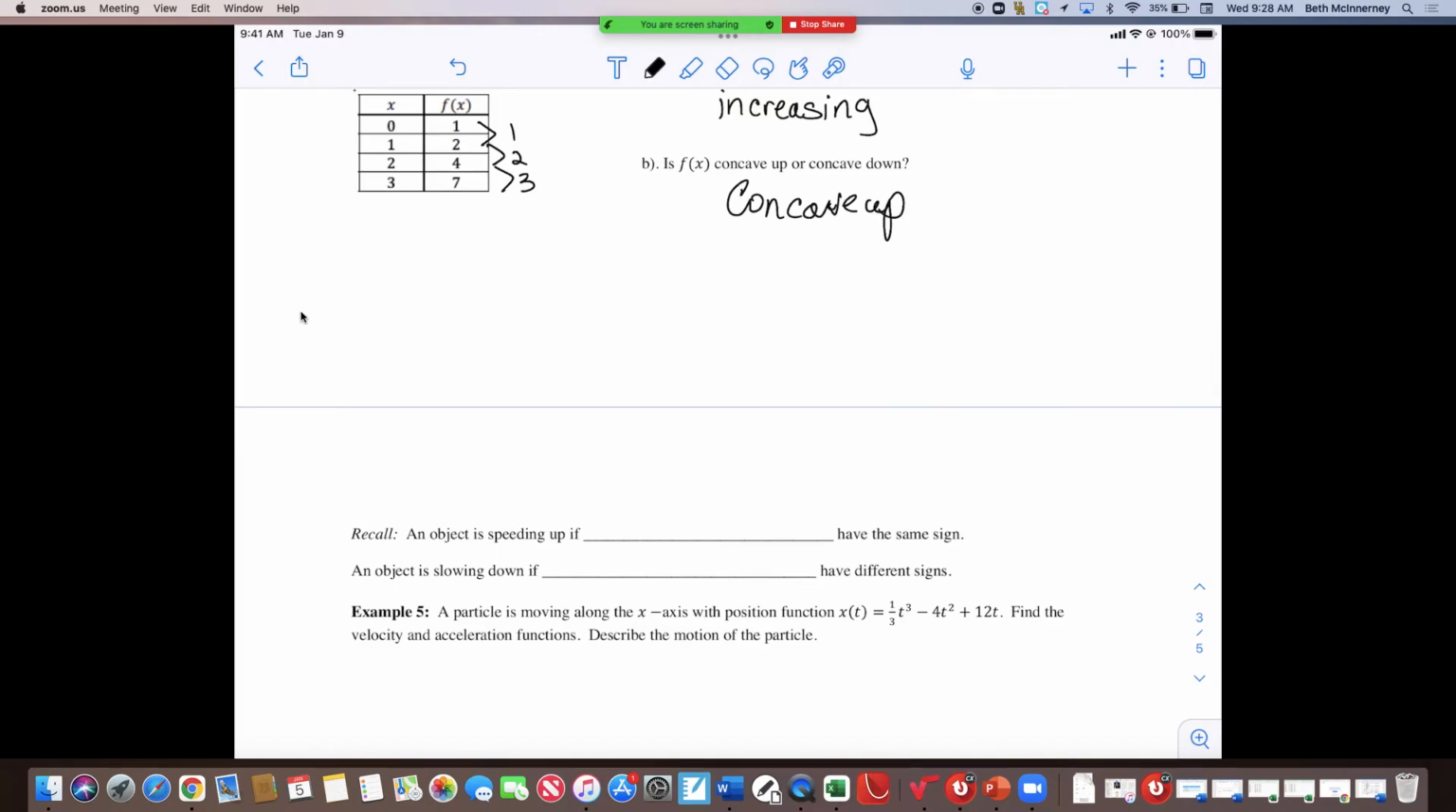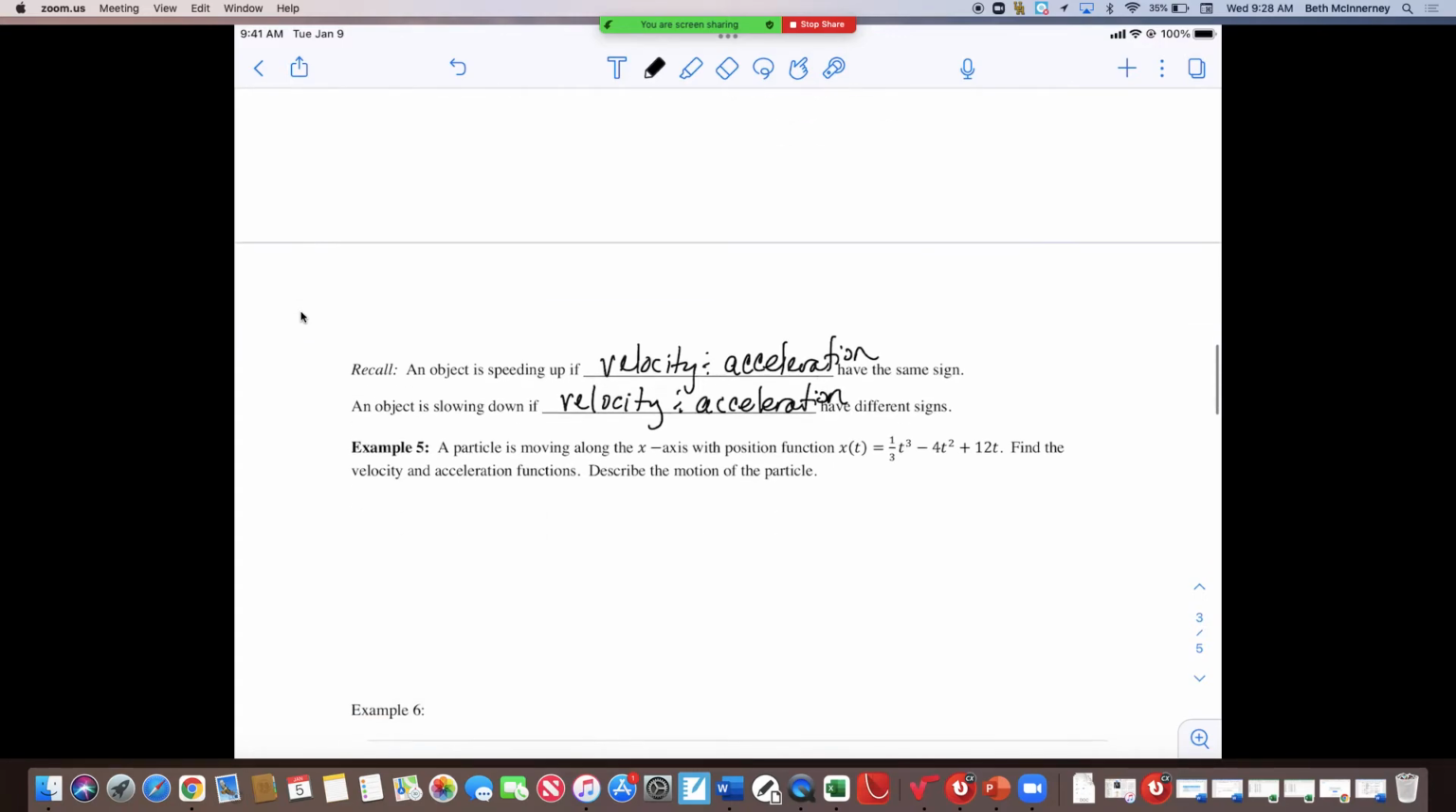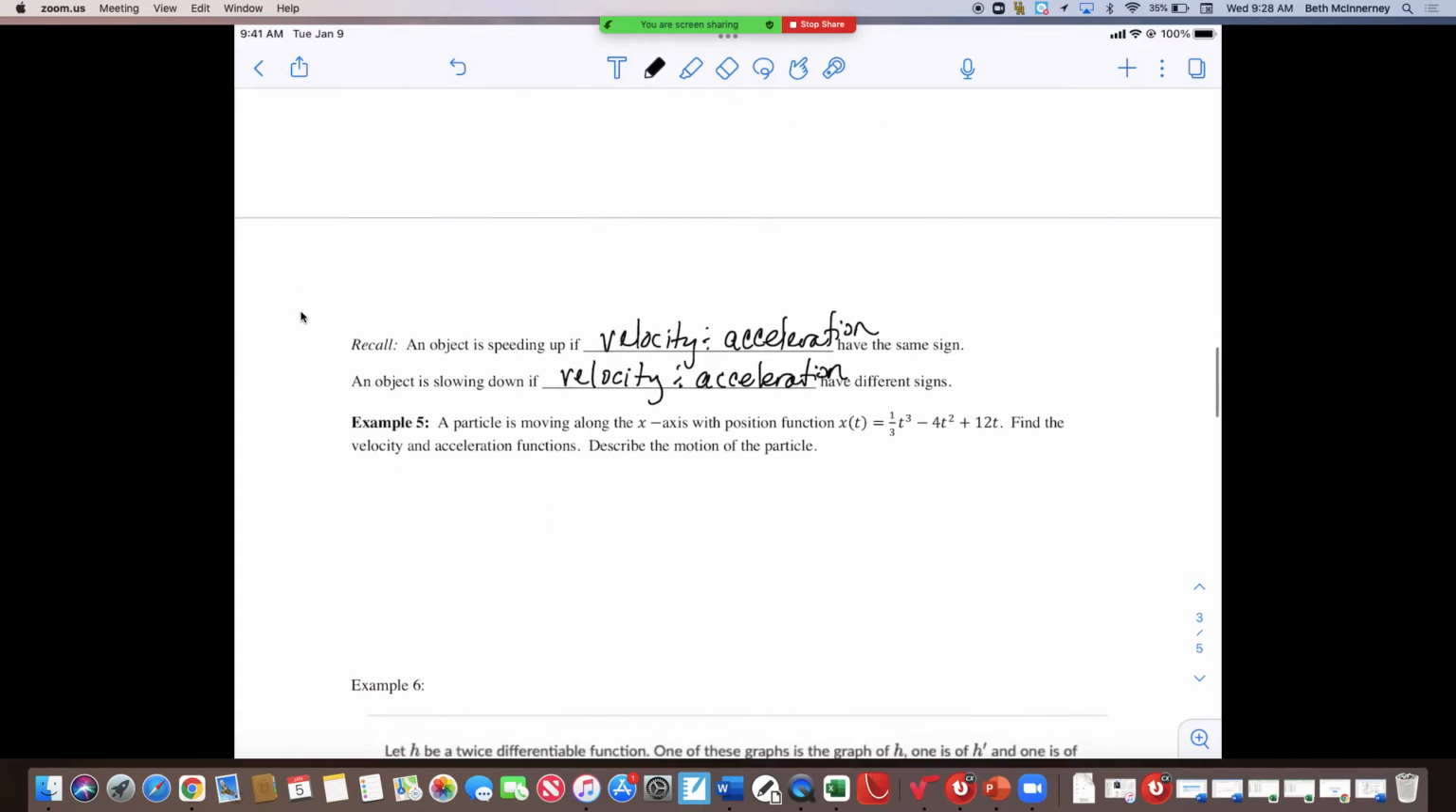An object is speeding up if velocity and acceleration have the same sign. An object is slowing down if velocity and acceleration have opposite signs. So we're going to revisit this. We have done this before.